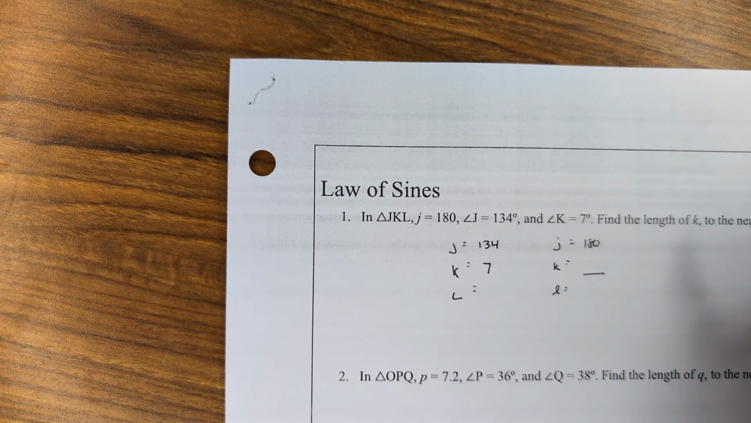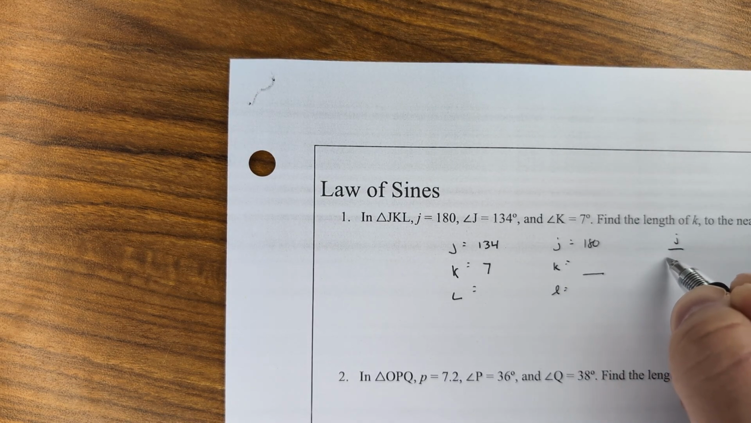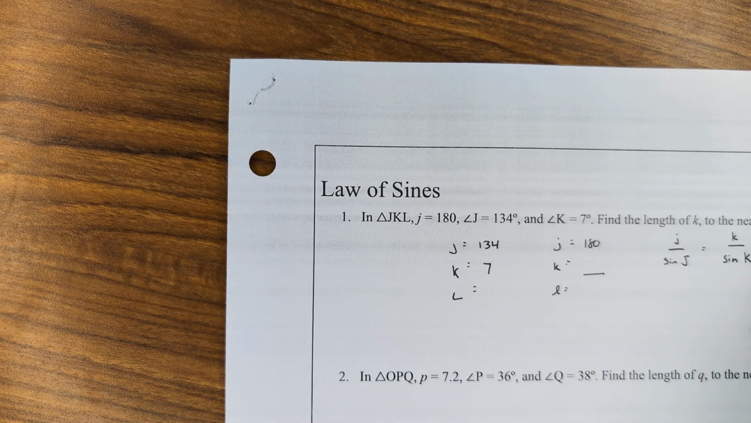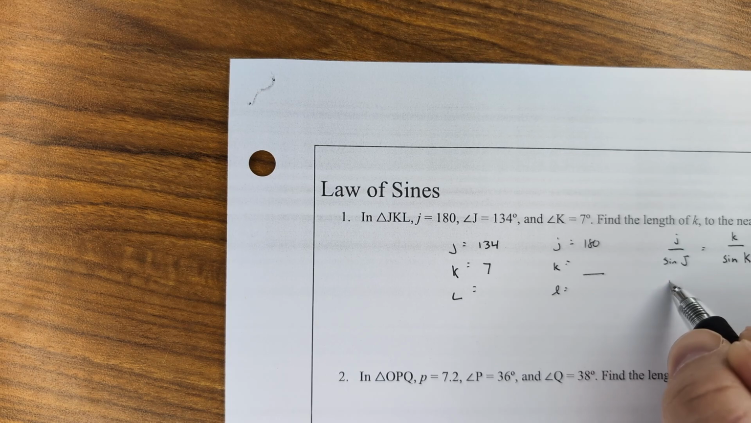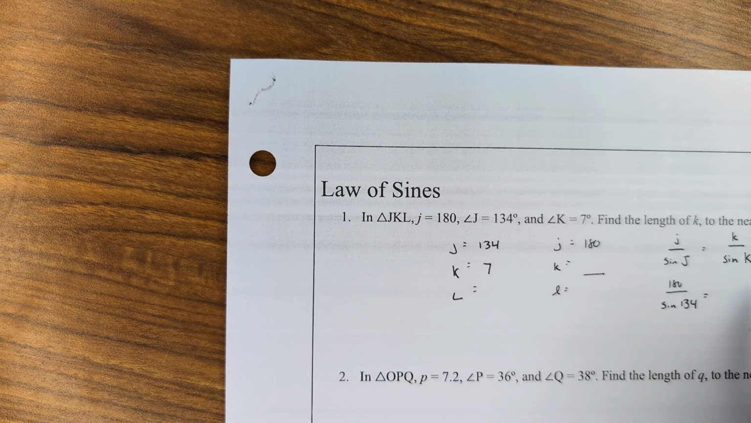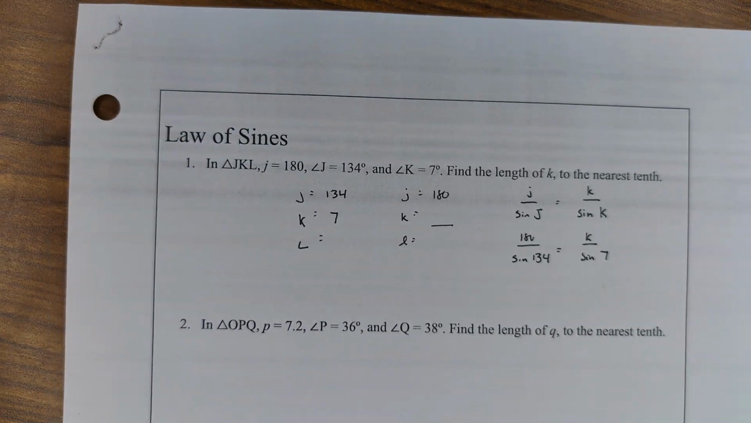So because I'm looking for a side, I'm going to do the version that has the sides on top. So this would be my equation. Now on the front page, we had A, B, and C, but the letters don't matter. So little j is 180, big J is 134, little k is my unknown, and big K is 7. So that would be my equation.